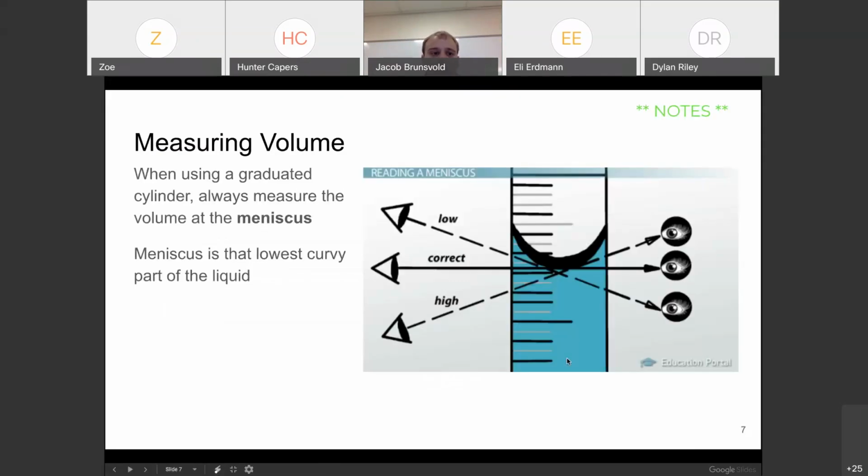Okay, so measuring volume. I kind of talked about this in the density lab, but when using a graduated cylinder, you always measure the volume at the meniscus. So when you look at water inside a graduated cylinder, it makes a sort of curved little bubble shape. And you always measure from the bottom of that little bubble. That's how you do your measurements, and that'll be important when you do the practice for today.